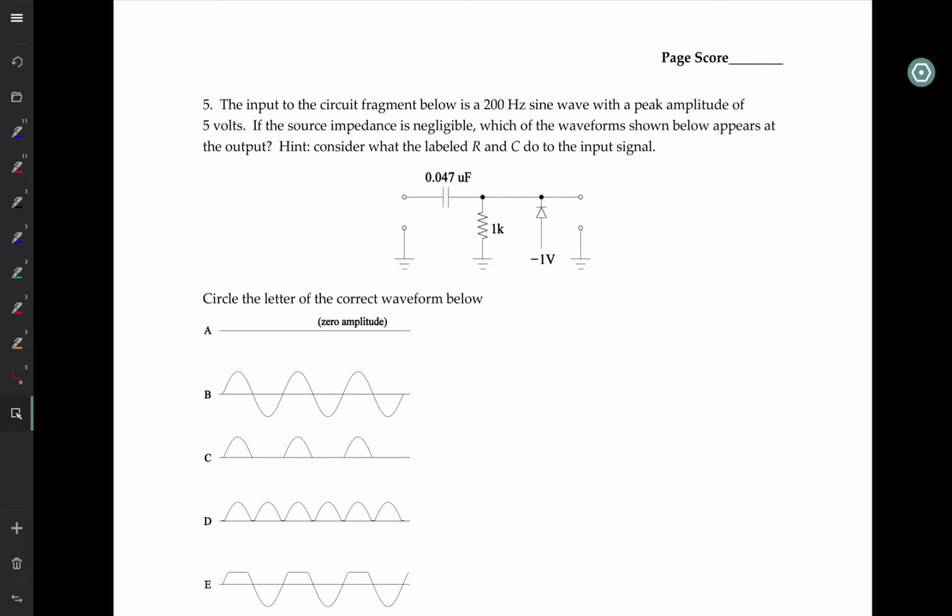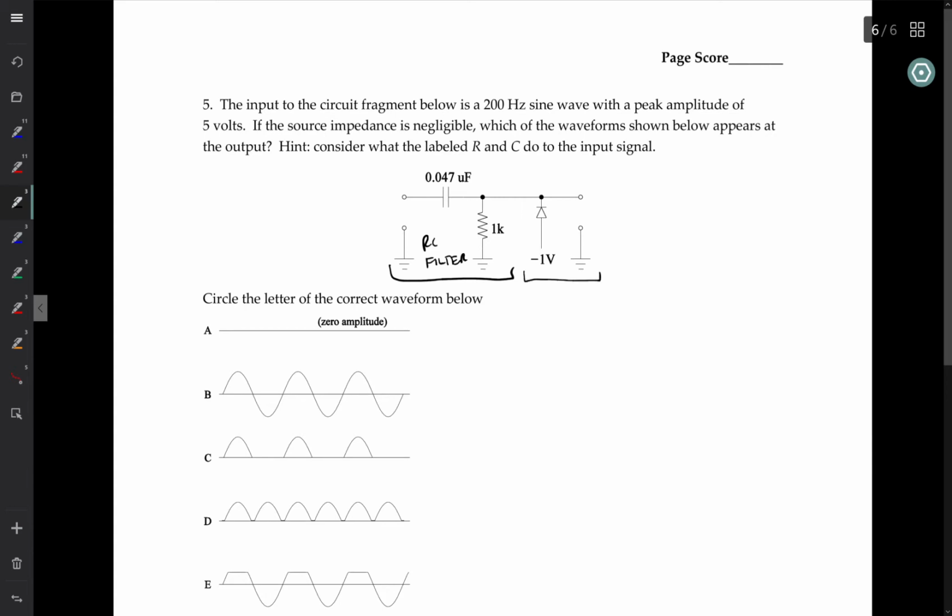Okay, last problem in the exam. This problem is a combination of a couple of different circuits. In this particular version, there is an RC filter in combination with a limiter.